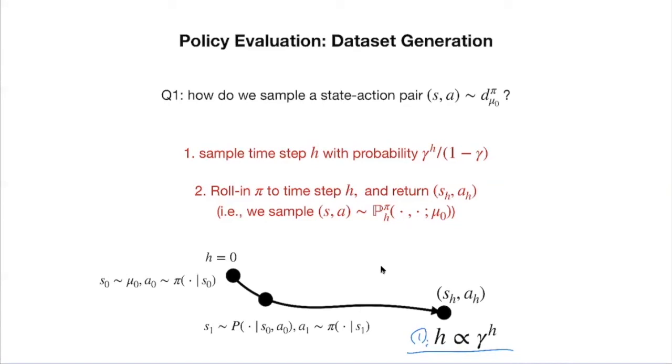So the way that we have to do that is to reset the system to S0, which is sampled from this initial state distribution. And then let's just execute a policy pi all the way to time step h, and then we just return this SA pair. Right, so that's our sampling procedure. That's how we get a sample from this infinite mixture distribution.